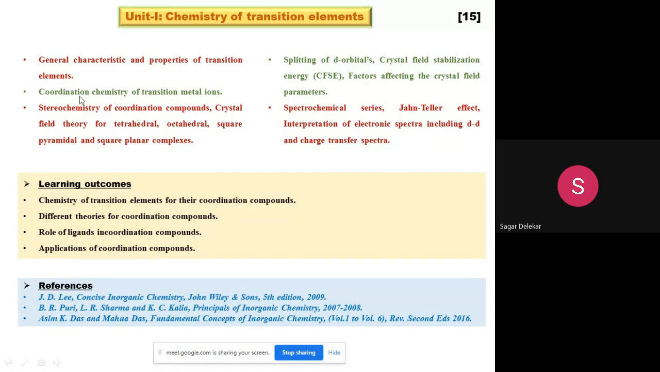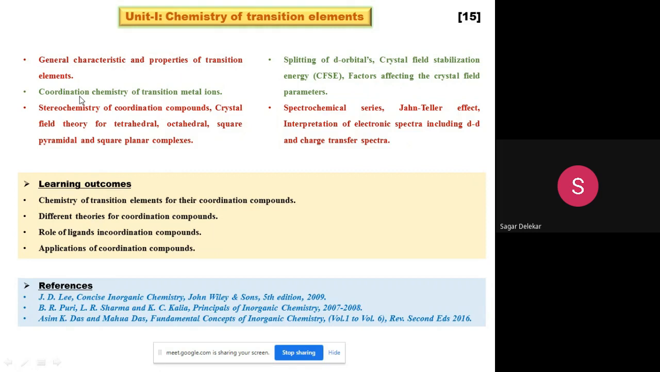Lewis acid means an electron pair acceptor, and base means an electron pair donor. So, in metal and ligand, you know that the ligand is donating electrons to the metal ion. So the ligand is the base, and the metal is accepting the electrons. That's why coordination complexes are usually a combination of the Lewis acid and the Lewis base.